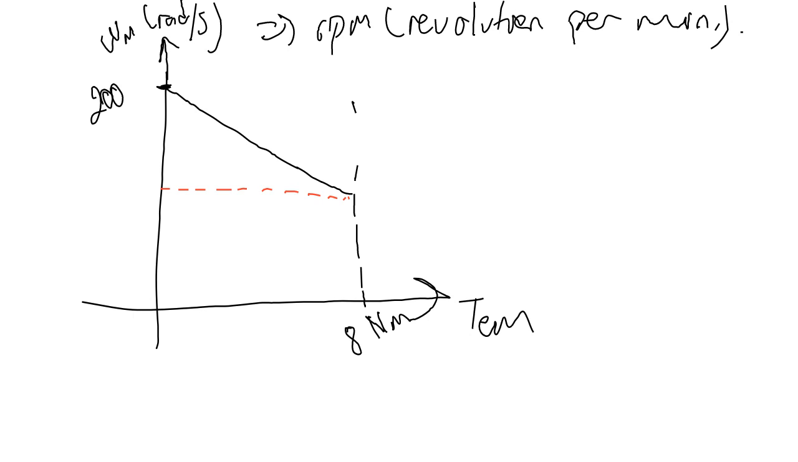With respect to our calculation, it's RPM. In the no load condition, our rated speed is 200 RPM. In the 8 newton meter load condition, our last speed is 188.8 RPM. These are the torque speed characteristics of our DC machine.